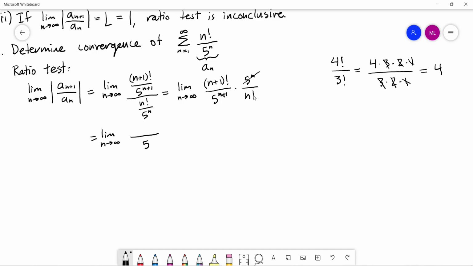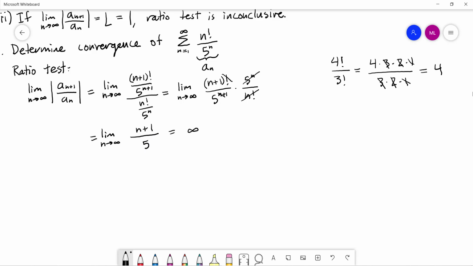Same thing happens in general. All of the n terms will cancel, and the only one that's not going to get canceled is the n plus 1 itself. So I'm going to wind up with an n plus 1 in the numerator. Basically, n factorial cancels with the factorial portion of n plus 1 factorial, and that leaves me with just the n plus 1. So I wind up with just n plus 1 on top and a 5 on the bottom. What is the limit as n goes to infinity of this thing?